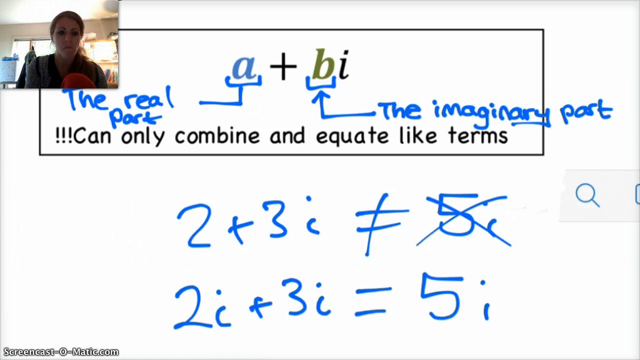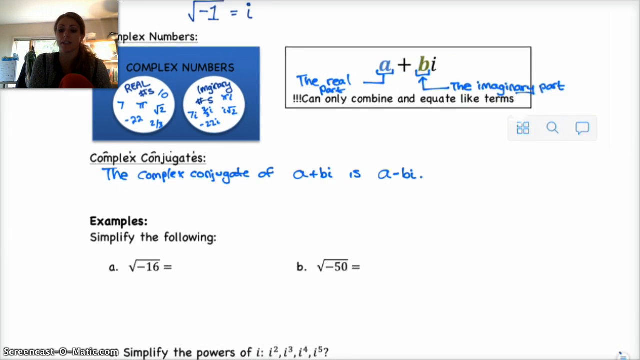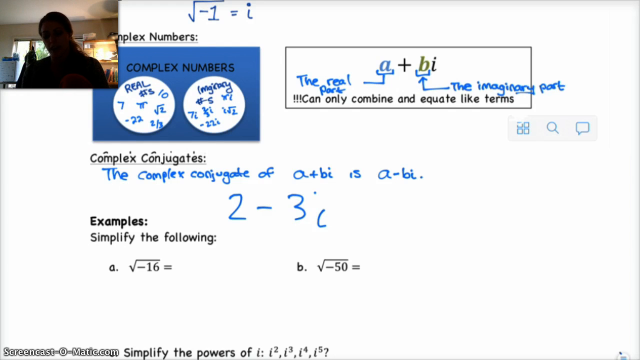Okay? So a complex number has something called a complex conjugate. And basically all that does is it negates, makes negative, the imaginary part. So an easy way to say that is that the complex conjugate of a plus bi is a minus bi. So for example, if I have something like 2 minus 3i, its complex conjugate is make the imaginary part negative. So 2 plus 3i.